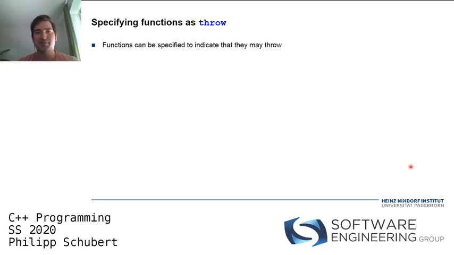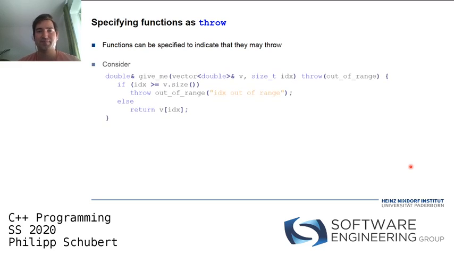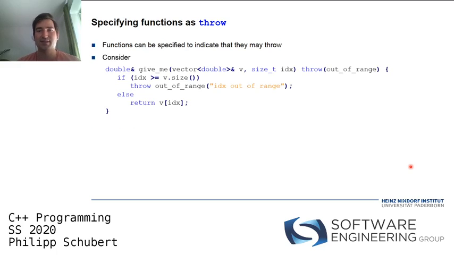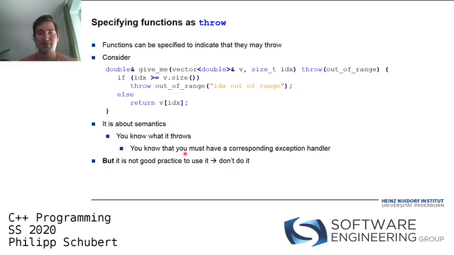You can also specify functions as throw. That's also possible. So functions can be specified to indicate that they may throw. I quickly go over that because it's not really relevant anymore. So you could annotate your function with a throw, and then you give it the types that might be thrown. However, I advise you not to use that at all. Here it was also about semantics, but it doesn't really matter. So it's not good practice.